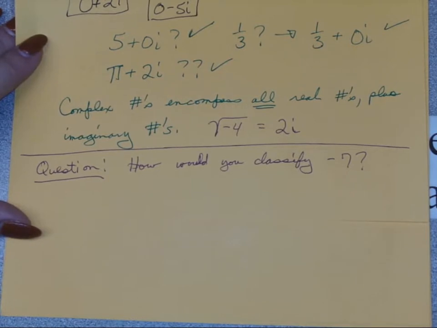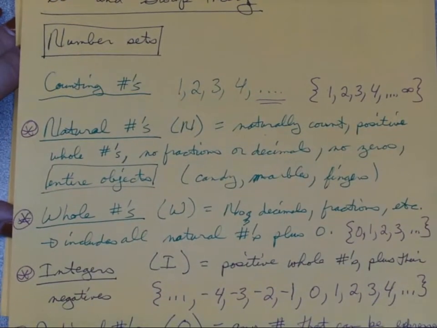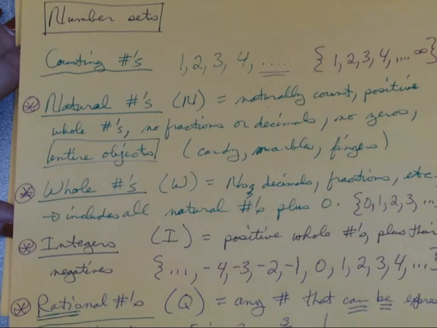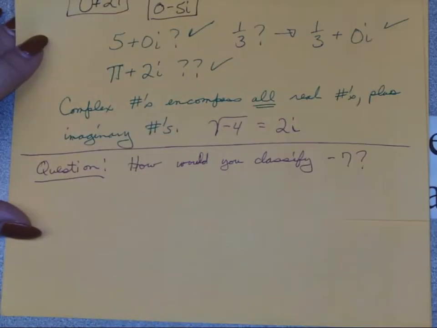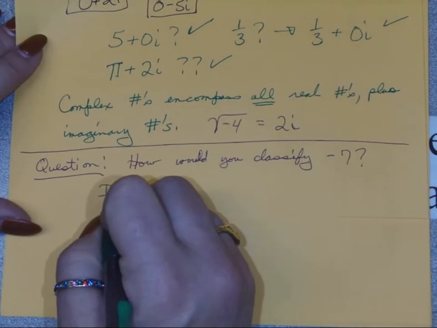Is -7 a natural number? Do we naturally count with negatives? No. Is it a whole number? No. But it's an integer, right? So start there. It's an integer.